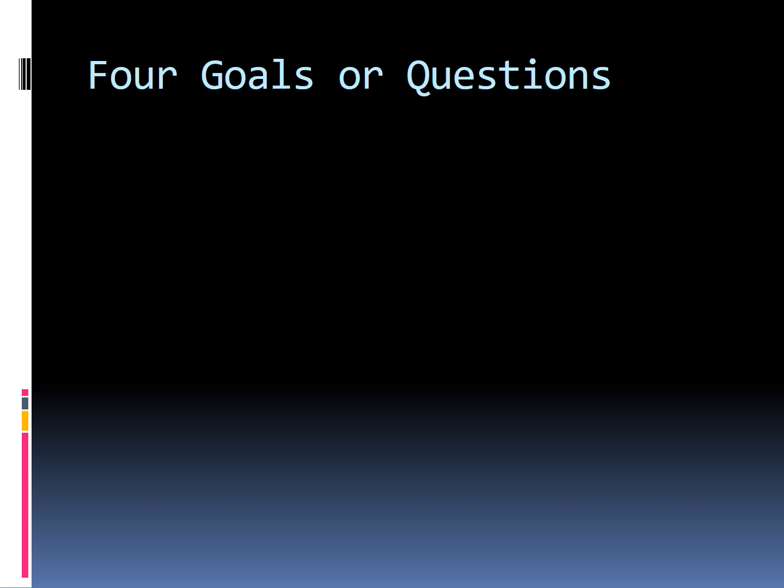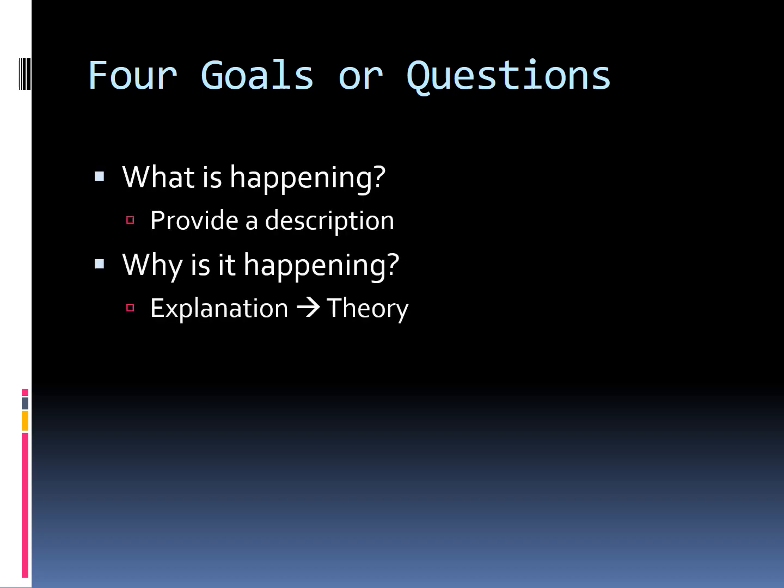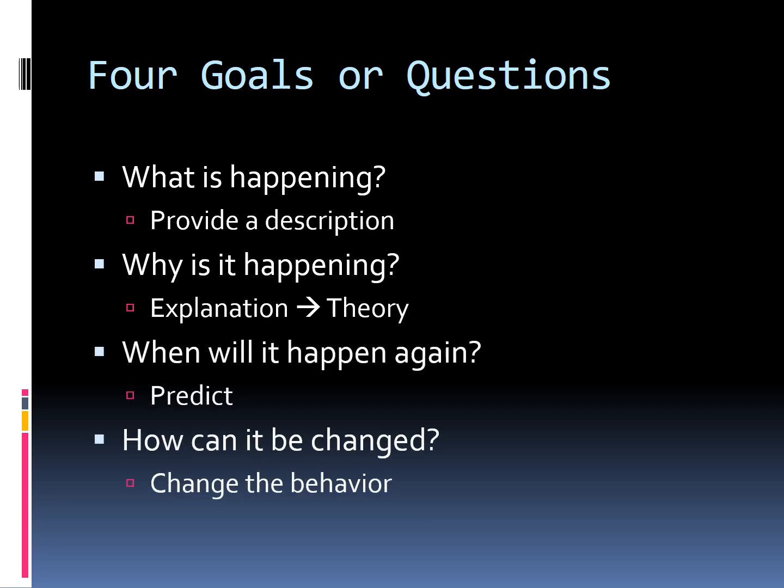As noted earlier, scientists use and apply the scientific method to 4 specific goals in psychological research. These questions address the what, why, when, and how. What is happening? Why is it happening? The prediction of when it will happen again, and how it can be changed.